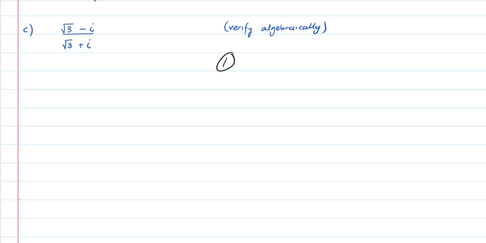So the first thing I'll do is calculate my r value for the numerator. R is equal to the square root of root 3 squared plus 1 squared. And hopefully you can see that's the square root of 3 plus 1, which is the square root of 4, which is 2. And theta is equal to tan inverse of b on a. So in this case that's negative 1, the complex coefficient, over root 3, and that should come out as negative pi on 6 for our first theta.